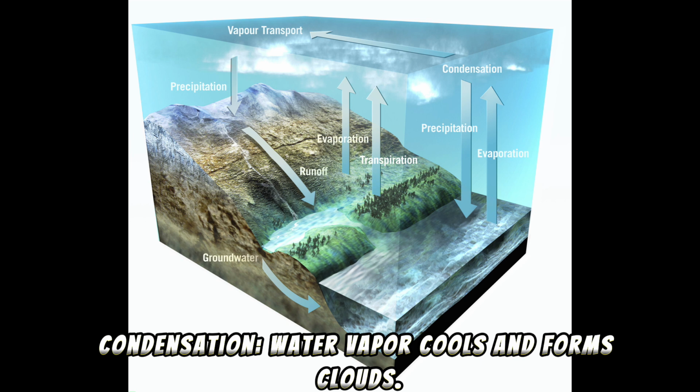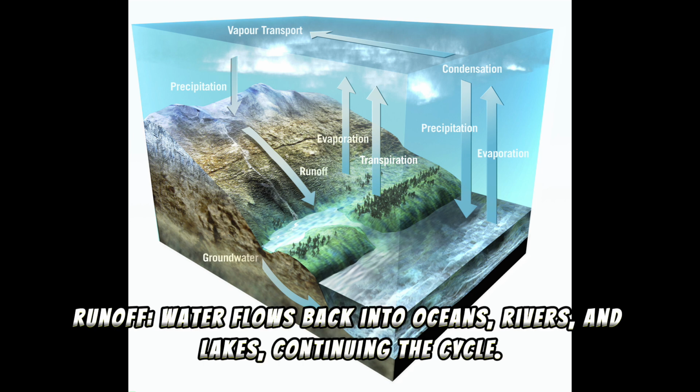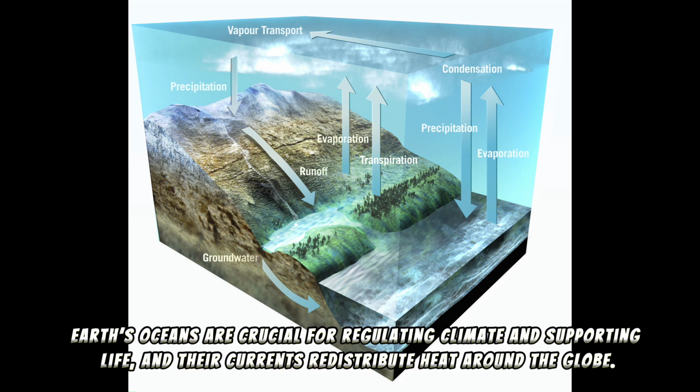Condensation. Water vapor cools and forms clouds. Precipitation. Water falls back to Earth as rain, snow, sleet, or hail. Runoff. Water flows back into oceans, rivers, and lakes, continuing the cycle. Earth's oceans are crucial for regulating climate and supporting life, and their currents redistribute heat around the globe.